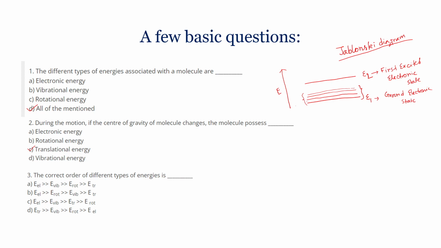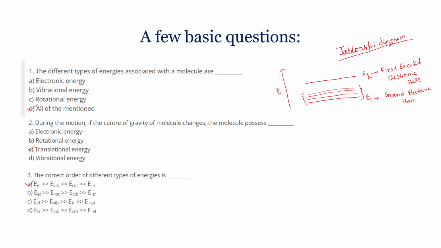The first one. That means E electronic is greater than E vibrational, then E rotational, and then E translational. Yes, you are correct. As I told you, if there is no motion, then electronic, vibrational, and rotational energies will be there, but translational energy gets added when the molecule has some motion, and it has a very low value compared to the others. From this diagram you can also understand that electronic energy is the highest, and it consists of vibronic states, with some rotational energy in between.